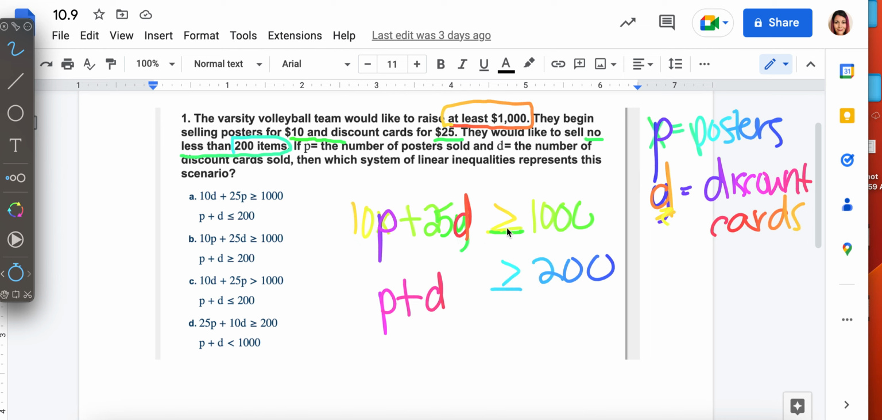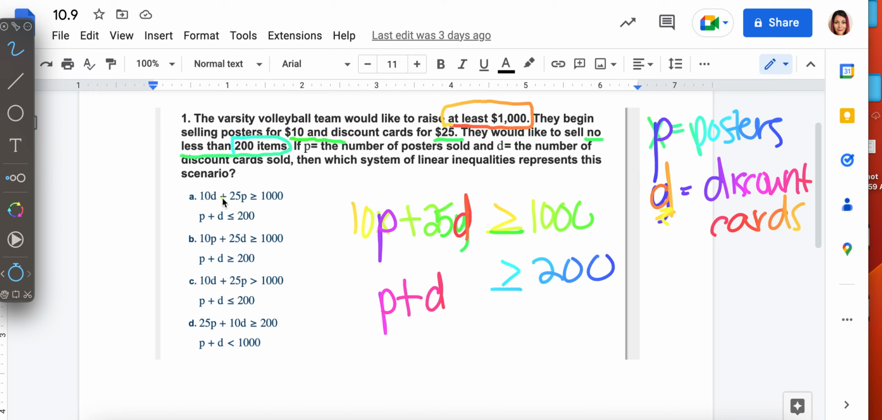So these are our two inequalities. And again, we would solve these either by substitution, graphing, or elimination, and that would give us our answers, or we can solve them by graphing too. But right now we're just learning to write them.